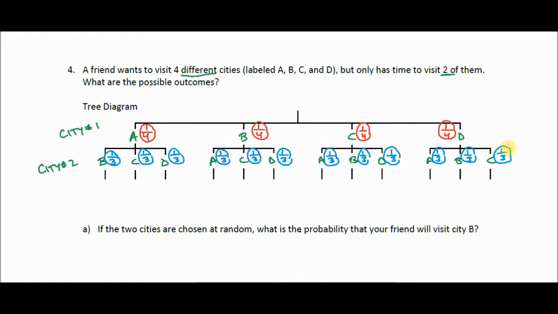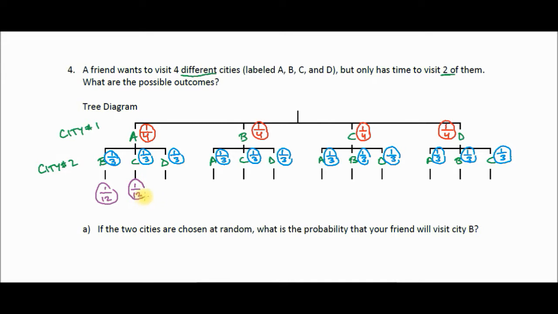Alright, well, our tree diagram is finished. We had city number 1 picked and city number 2 picked. Now let's multiply down our branches. 1/4 times 1/3 is 1/12.